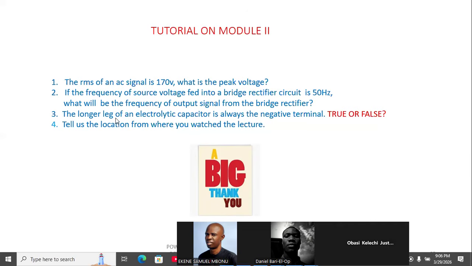Let me just read number 3. The longer leg of an electrolytic capacitor is always the negative terminal. Students, is that correct? No, sir. So the answer is false.